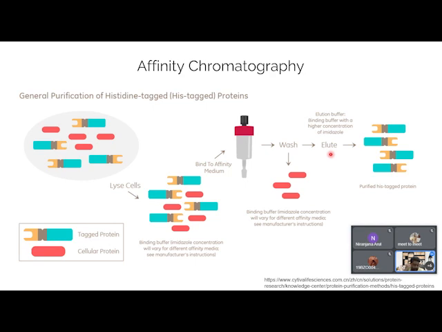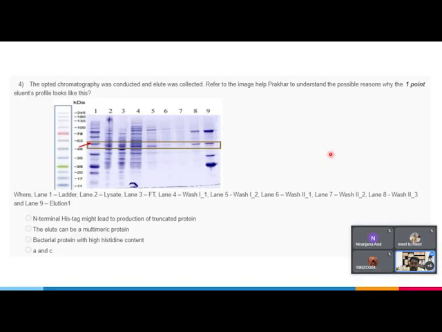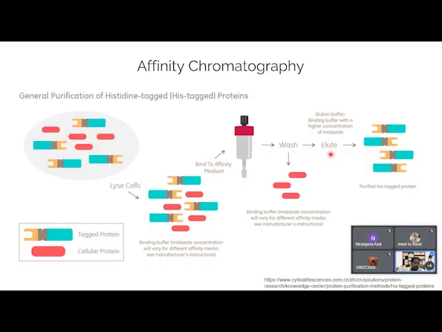So the options are that our histidine tag is causing the protein to be truncated, that you are getting a smaller protein. Second was that the elute can be a multimeric protein, that there are multiple subunits to the protein. Third is that there are bacterial proteins with high histidine content. And fourth is that A and C are correct. Think about why there can be multiple protein bands in the gel when we elute, and then try and answer this.